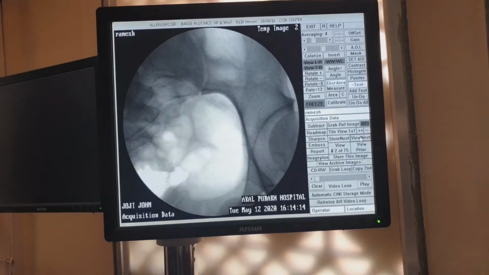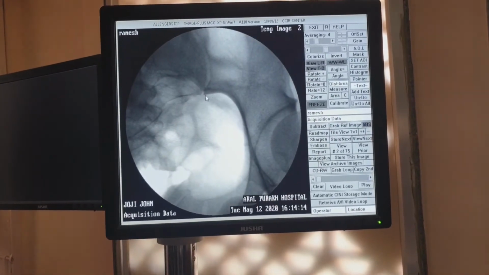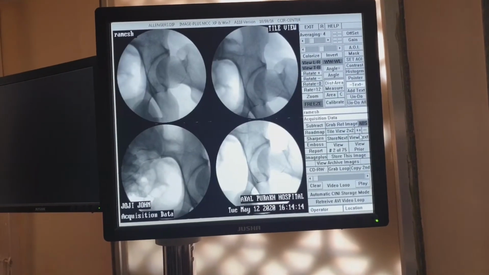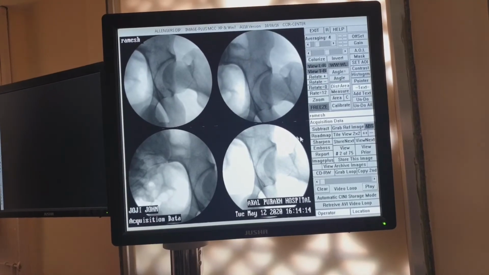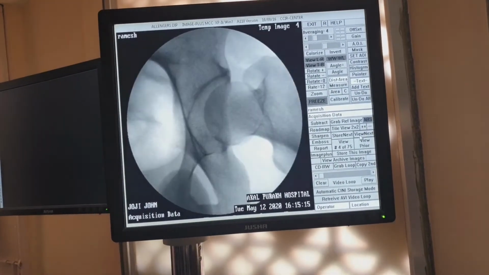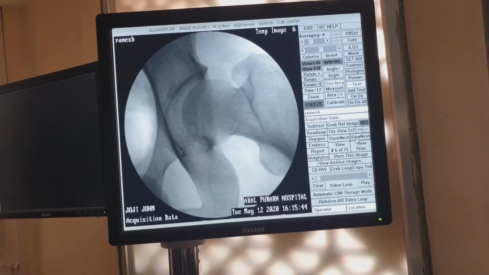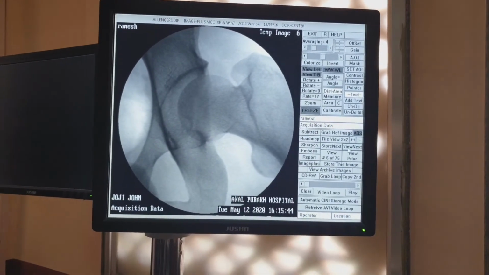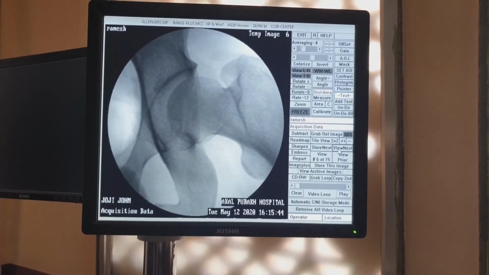But I have taken a few more views of the acetabulum. Pelvic ring is okay, acetabulum is okay. Every view looks more or less normal. We can keep him for a day or two in a hip abduction brace and then discharge with non-weight bearing for 3 weeks.